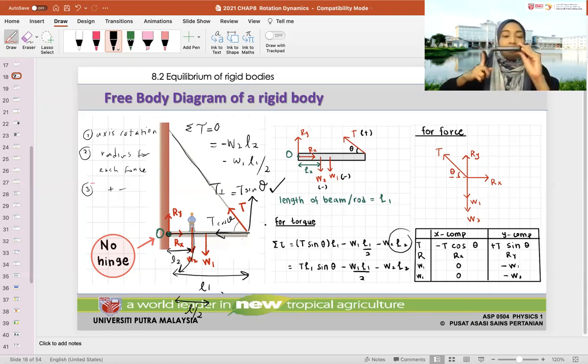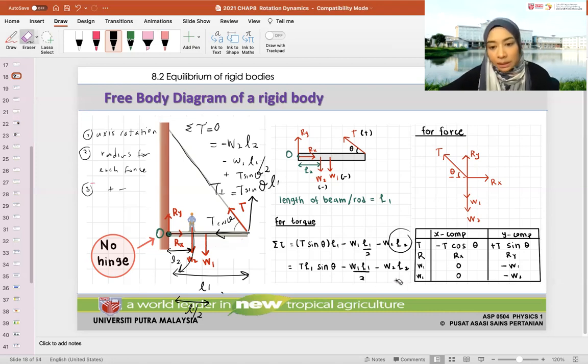So if I'm trying to imagine whether it is going clockwise or anti-clockwise, I push it in its direction. It's going to go up like this. This is my axis of rotation. This is my force. It's going up. So it's anti-clockwise. So that is going to be a positive T sine theta. The length is L1. Same, right? T sine theta L1, correct. Minus W2 L2, correct. Minus W1 L1 over 2, same. So this is how they got the equation.